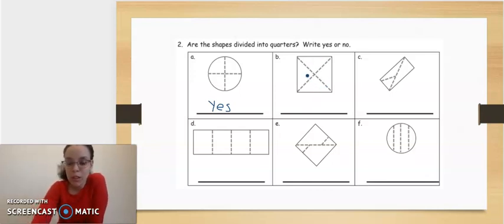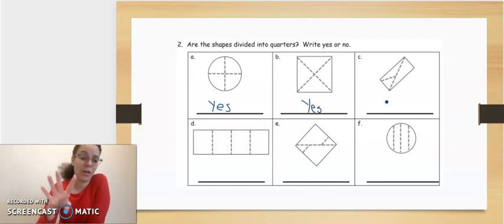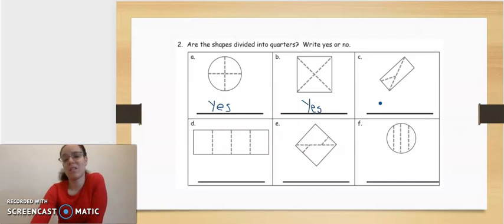See 4 pieces. Are they the same size? Are they the same shape? Yes. So it is broken into quarters. Let's see. I see 1, 2, 3 pieces. And what's wrong with those pieces? Yeah. 1, it's only 3 pieces and we need 4. And 2, those pieces are not the same size. Not the same shape. Absolutely no way.